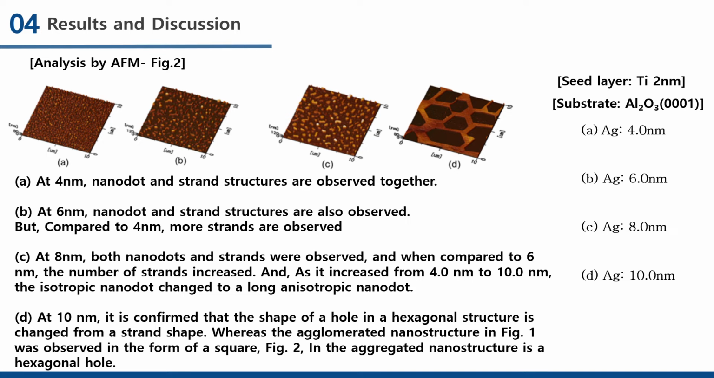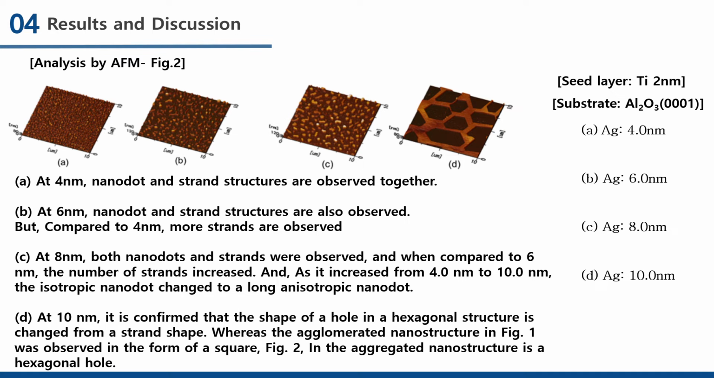This AFM analysis is when the substrate is aluminum oxide. At 4 nanometer, nanodot and strand are observed together. At 6 nanometer, nanodot and strand are also observed, but compared to 4 nanometer, more strands are observed. At 8 nanometer, both nanodots and strands were observed, and when compared to 6 nanometer, the number of strands increased. And as it increased from 4 nanometer to 10 nanometer, the isotropic nanodot changed to a long anisotropic nanodot.